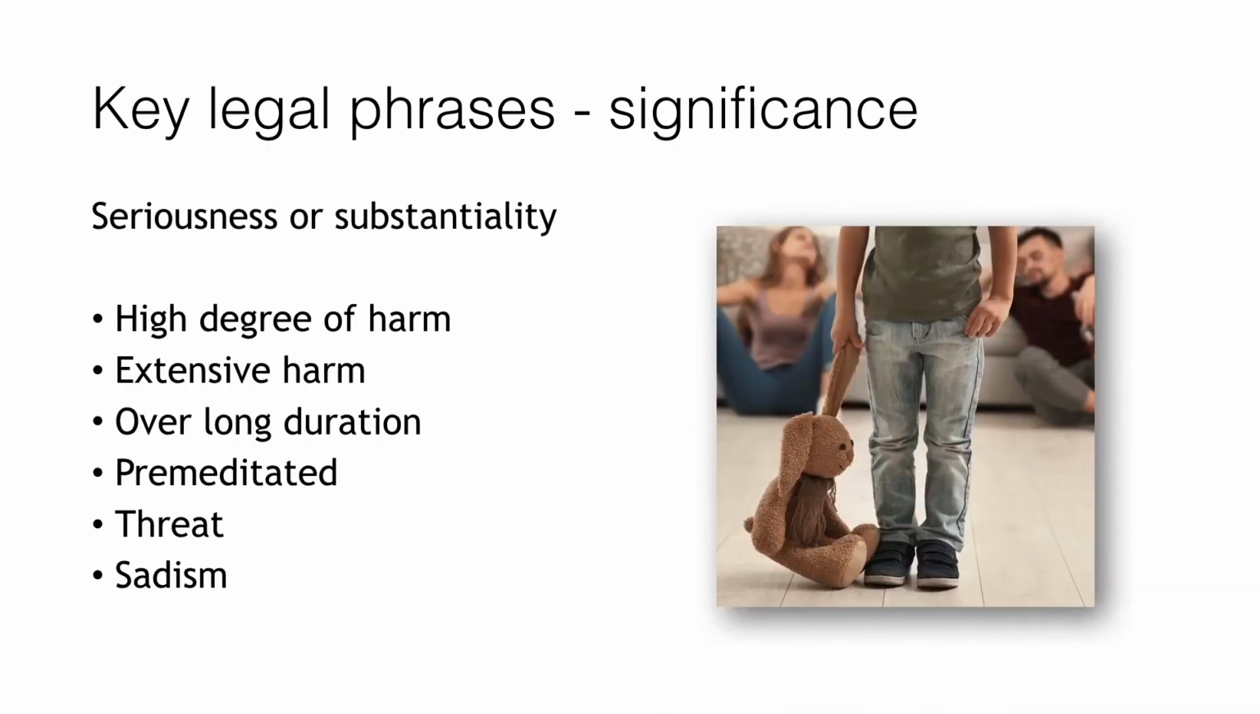The statement from Working Together introduced explanatory statements that may be associated with significance. For example, the degree and extent of physical harm, duration and frequency of neglect, extent of premeditation, presence of threats, coercion, sadism, or bizarre events. We'll come back to this again later.